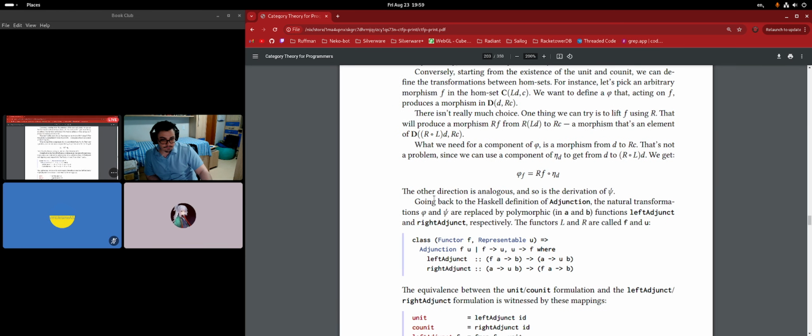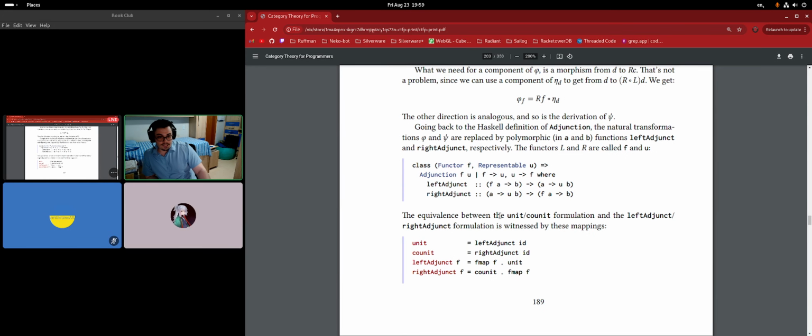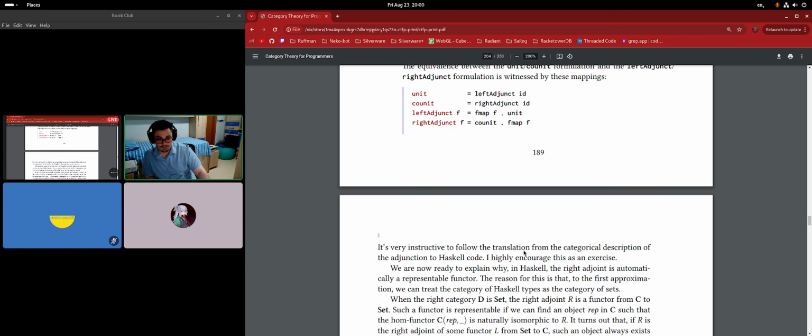And now we go back to Haskell here, which is the definition of the adjunction. Apparently, in this type class, you have these two things, left adjunct and right adjunct, which are basically mimicking the phi and psi natural transformations. The equivalence between the unit and co-unit formulation and the left adjunct, right adjunct formulation is in these mappings. So you can derive one way using the other way, as expected.